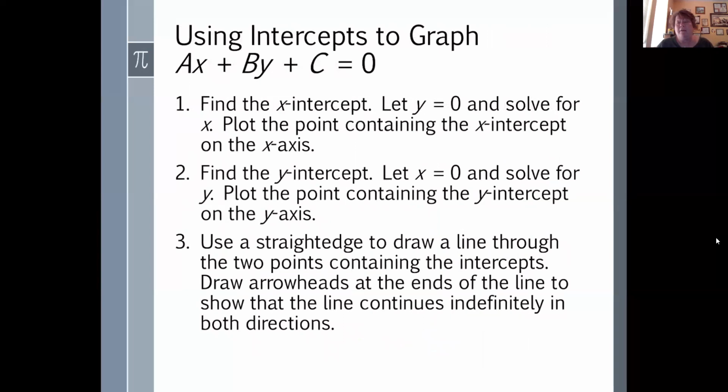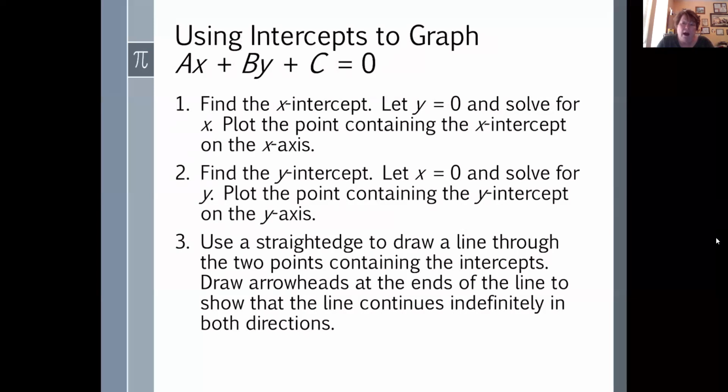Now, using intercepts to graph. This is my personal favorite way of graphing, that and slope-intercept. A lot of the problems that you'll be given in MyMathLab to graph lines, this is probably the fastest way to do this. And when we later talk about linear inequalities later in the course, this is probably the fastest and easiest way to graph those. All right, using intercepts to graph ax plus by plus c equals 0.